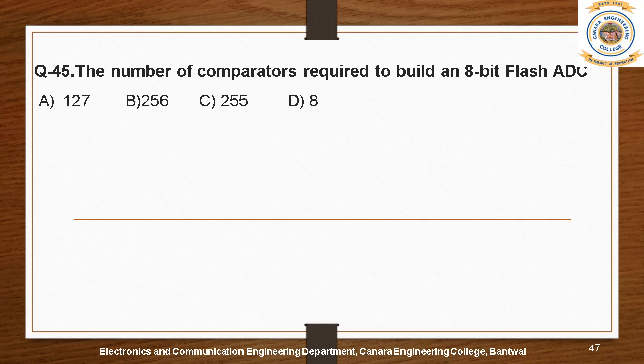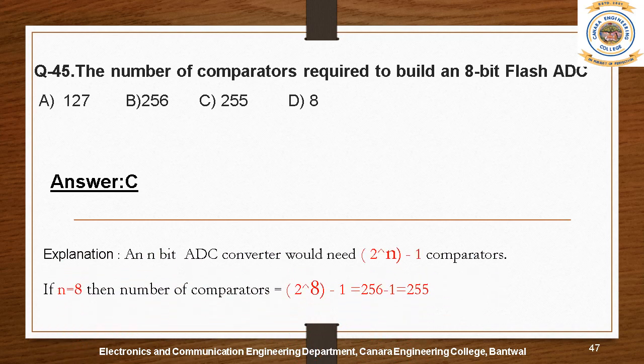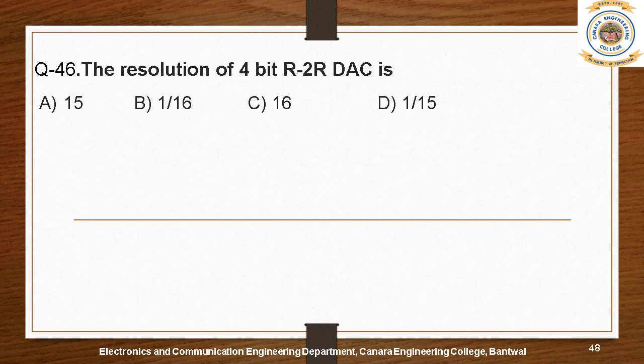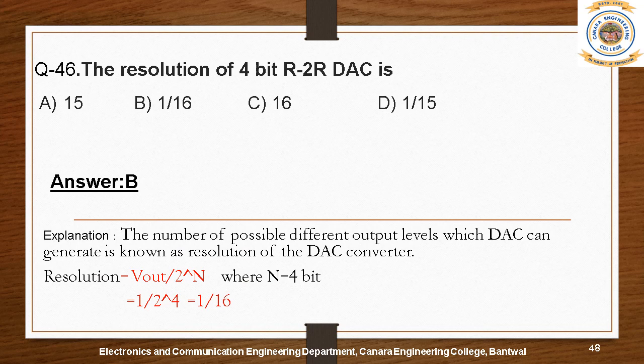The number of comparators required for an 8-bit flash ADC. Number of comparators required is 255. Again, it's a calculation. It is 2 to the power n minus 1. The resolution of a 4-bit R-2R DAC is again V out by 2 to the power 4, that is 1 by 16. This is reverse now. 4 is given and you need to find out what is 2 to the power 4. That's all.